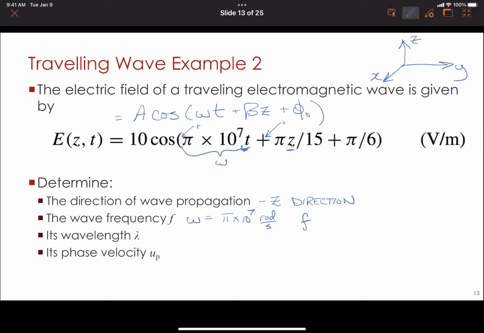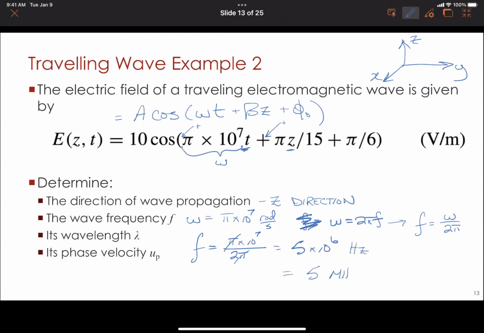Now, I always remember omega equals 2 pi f. So you can just rearrange that for f. And there you go. f equals pi times 10 to the 7 divided by 2 pi. Pi's cancel, and you have 10 to the 7 divided by 2, which is 5 times 10 to the 6. Its frequency is in hertz, which would more commonly be written as 5 megahertz.